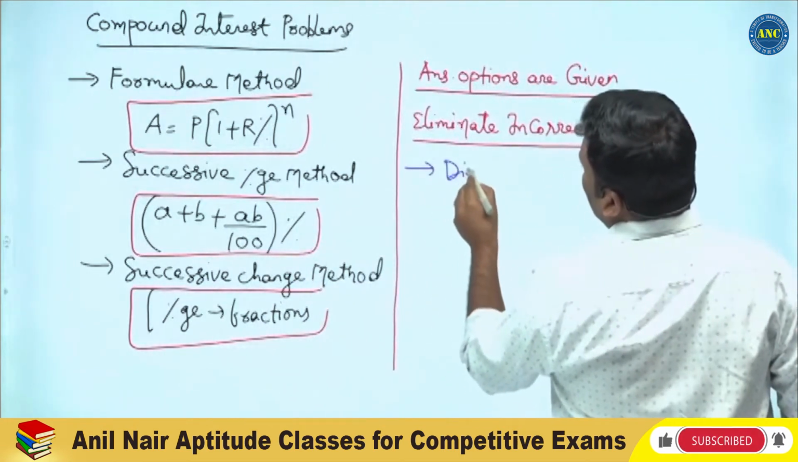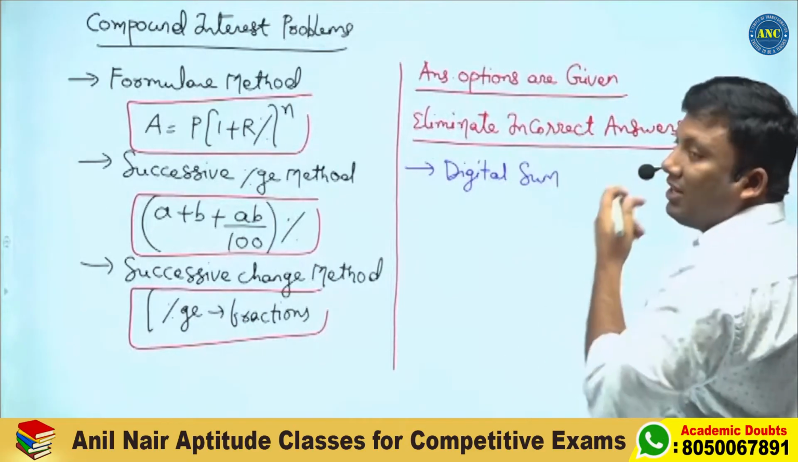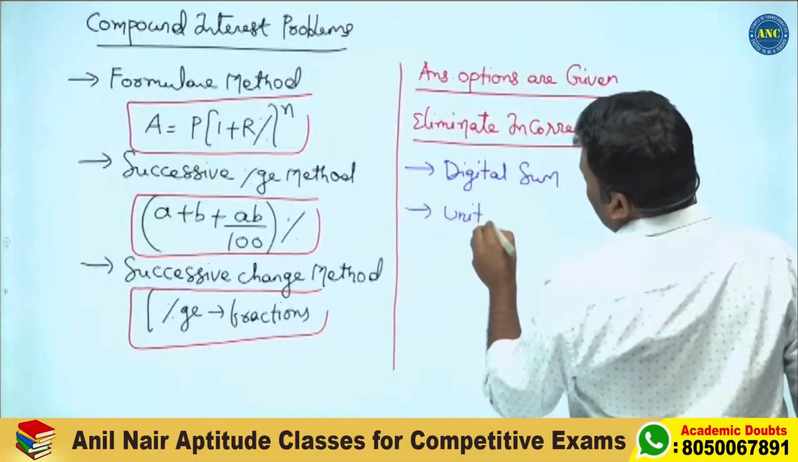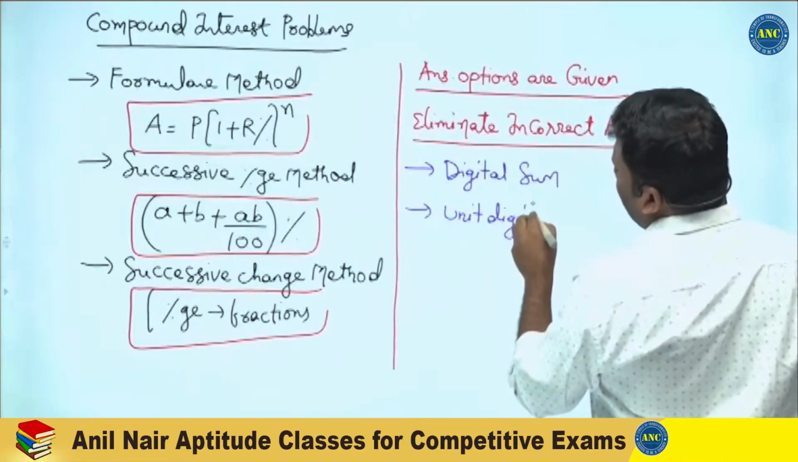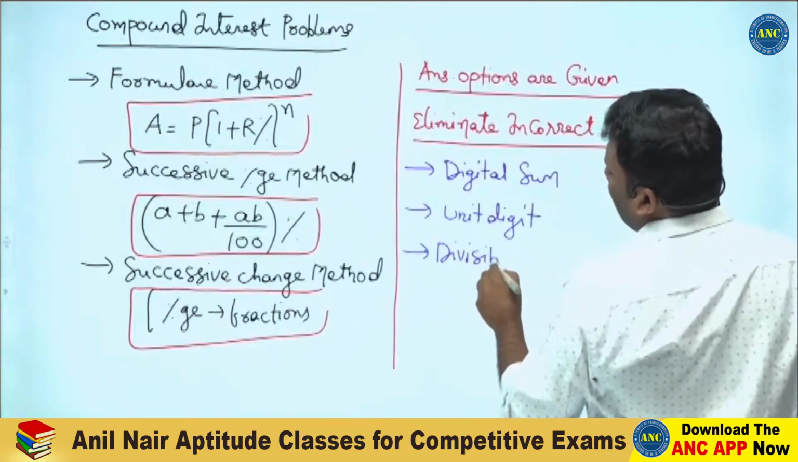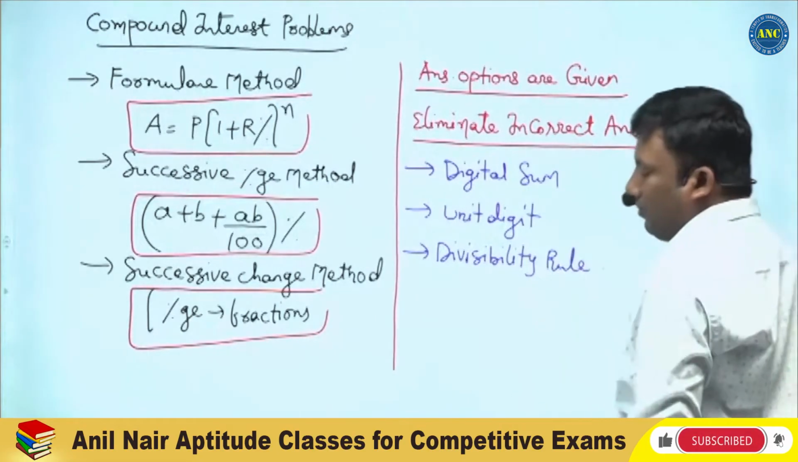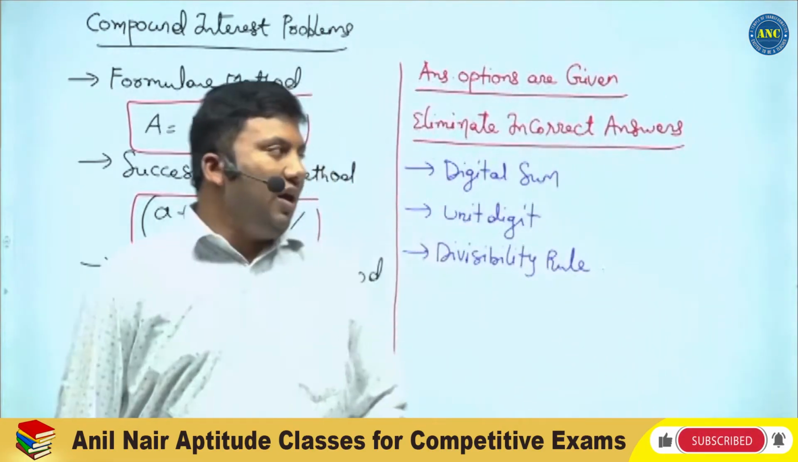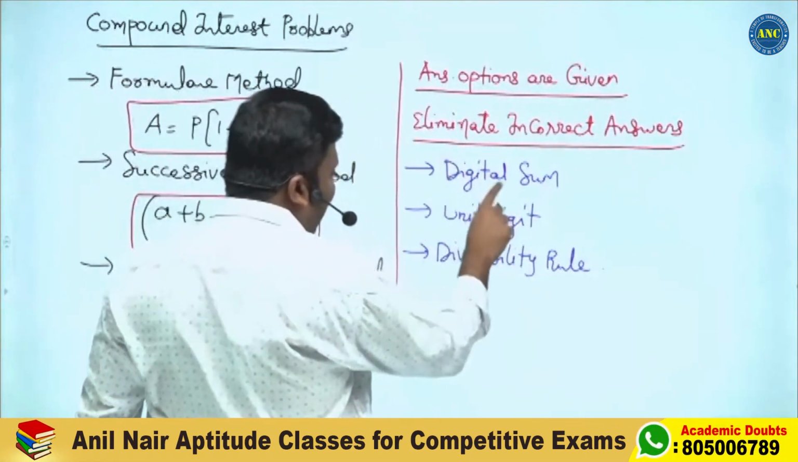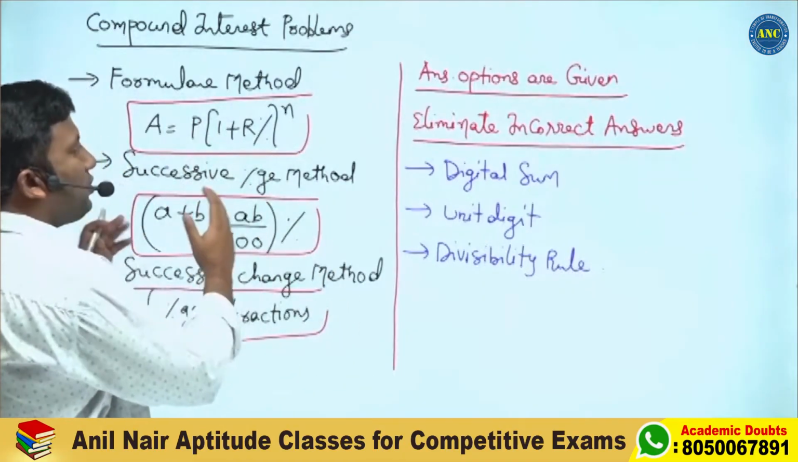What are those ways? One is the digital sum concept. If the digital sum is not matching, then the answer is incorrect. The next one is the unit digit concept, and the last one is the divisibility rule concept. Two problems I did in yesterday's session to explain these concepts: digital sum, unit digit, and divisibility rule. The one which I wrote on the right hand side will tell us which answer options are incorrect. The one which I wrote on the left hand side, these are the approaches to get the answer.